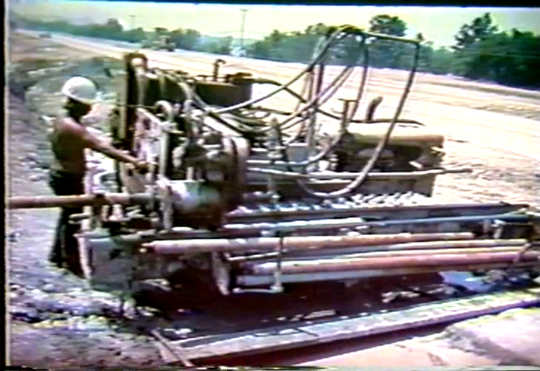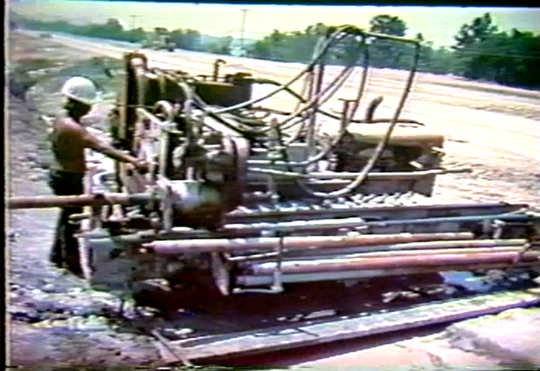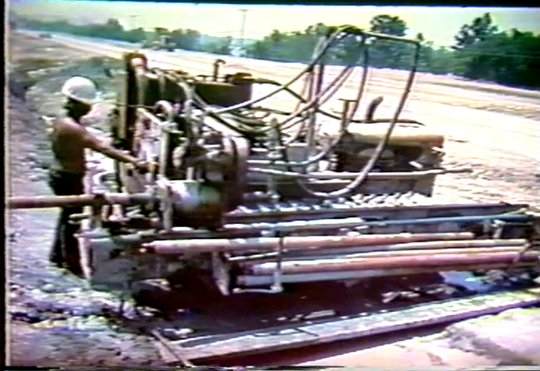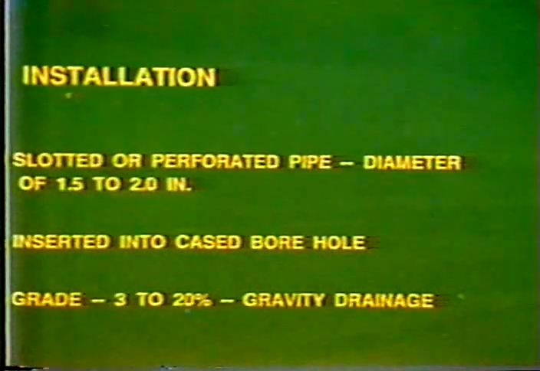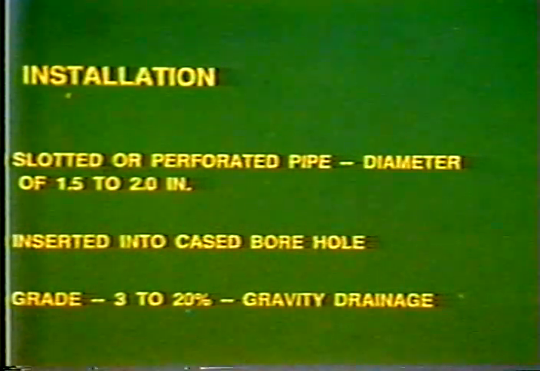This is a view of the type of drilling equipment that's used for installing horizontal drains. They use a special type of drill in that it can drill horizontally instead of vertically. Then they drill back and case the hole, and then they insert a slotted plastic pipe into the hole. These are the steps involved. Generally the drilling is done on a grade of about 3 to 20% so that we get gravity drainage, and the diameter of the slotted pipe is usually around 1.5 to 2 inches.